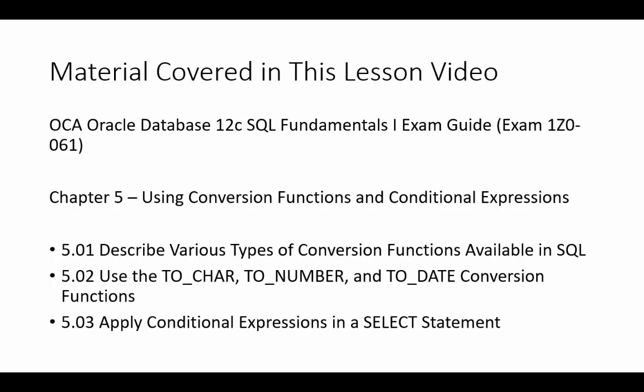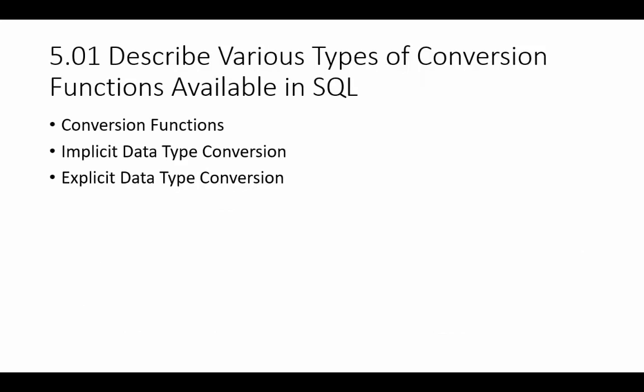In this chapter we're going to cover 3 sections. The first section is describe various types of conversion functions available in SQL. Use the toChar, toNumber, and toDate conversion functions, and apply conditional expressions in a select statement. In the first section, we're going to cover conversion functions, implicit data type conversions, and explicit data type conversions.